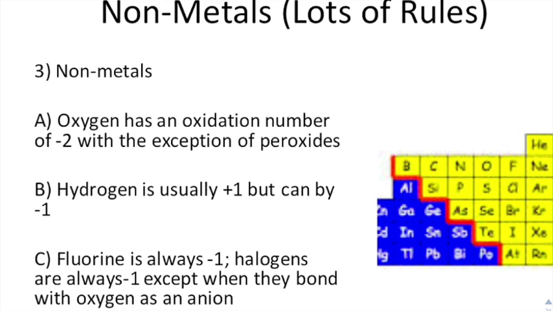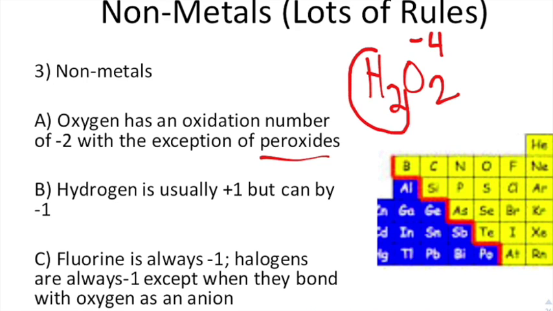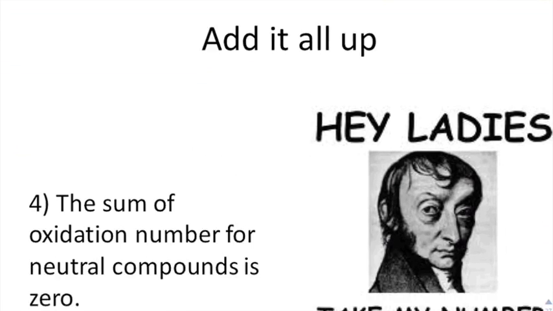Oxygen is always going to be -2, with the exception of peroxides. If you have something like H2O2 and oxygen were -2, you would have a total charge of -4. The problem is that you can only remove one electron from each hydrogen. So you do have exceptions like peroxides. Hydrogen is usually +1, but it can be -1 under certain circumstances. And then, like we said, fluorine.